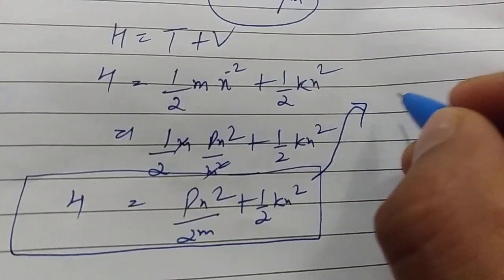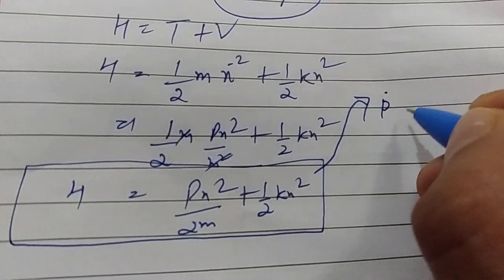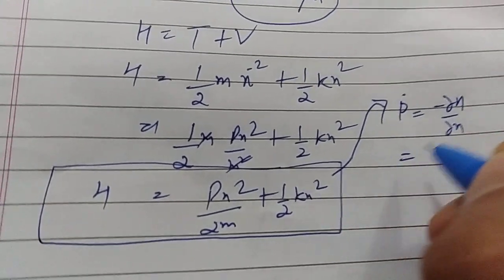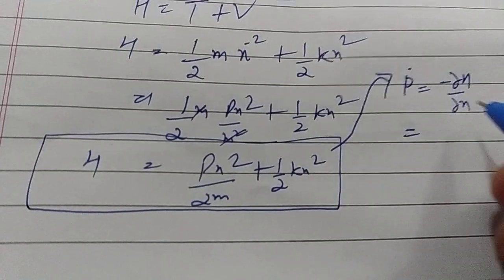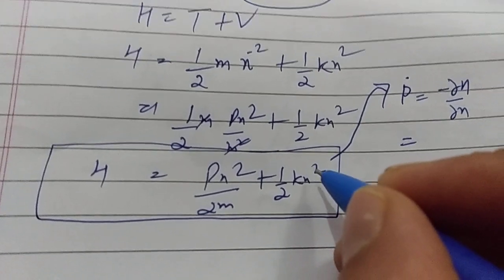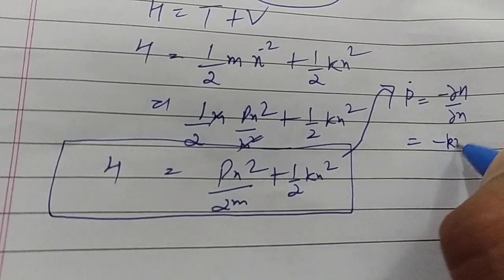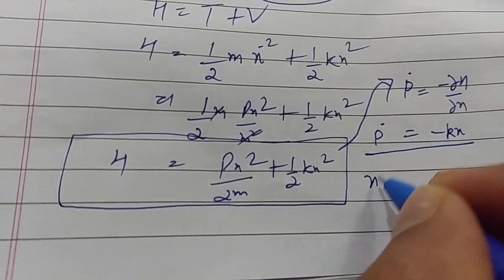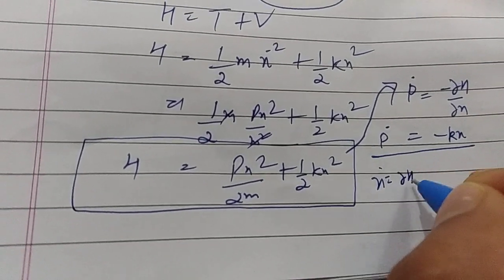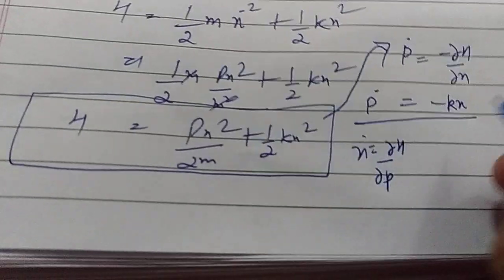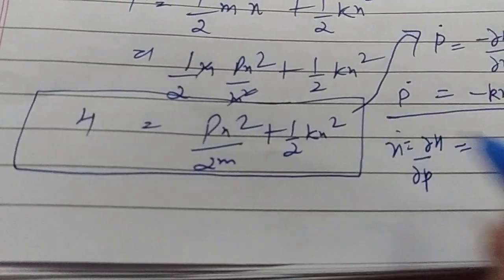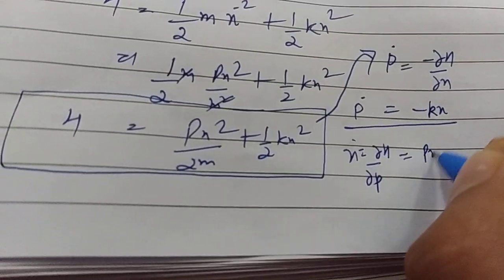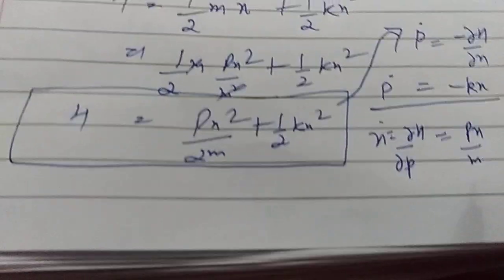Then we will write the expression for p dot, to derive the equations of motion. p dot is simply minus del H upon del x. So del H upon del x is simply minus kx. Here we can say that p dot is equal to minus kx. Similarly, x dot is del H upon del p. We solve that from this Hamiltonian, and del H upon del p comes out to be, the 2 cancels, simply px upon m. That is the value of x dot.